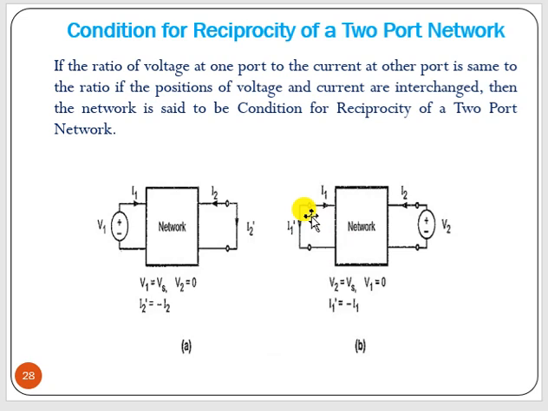Now let us check one condition that is called condition for reciprocity of a two-port network. Reciprocity, we have already studied the reciprocity theorem. That means if the ratio of voltage at one port to the current at the other port is the same as the ratio when the positions of the voltage and current source are interchanged, then the network is said to satisfy the condition for reciprocity of a two-port network. That means suppose we have applied a voltage source at the input side, short circuiting the output, so we get a current response. Now find out Vs by I2, what is the value? And after exchanging the voltage source, that means voltage source at output port V2 and current flowing is I1 dash, the ratio is Vs by I1 dash.